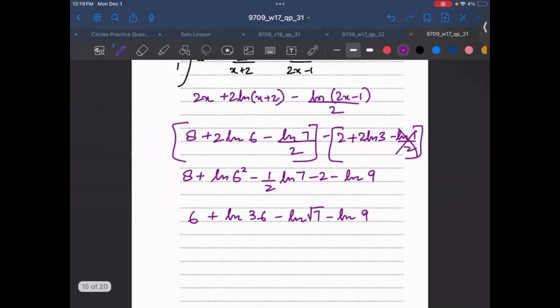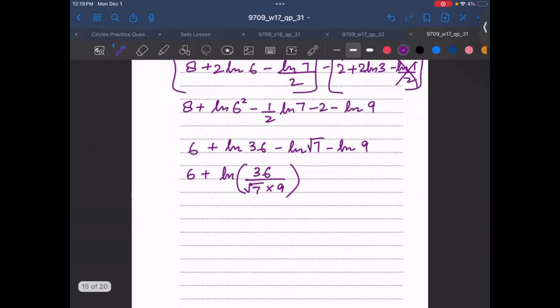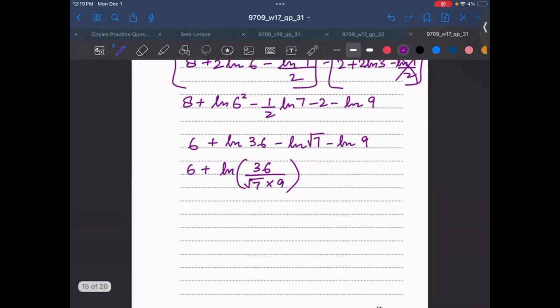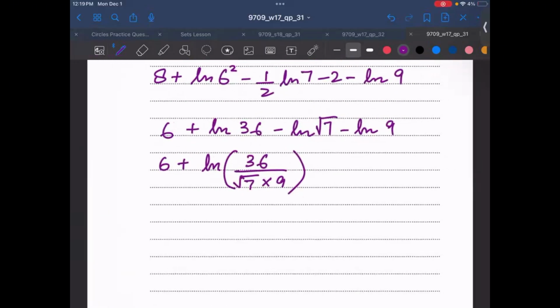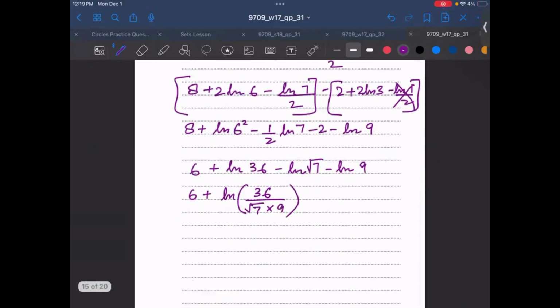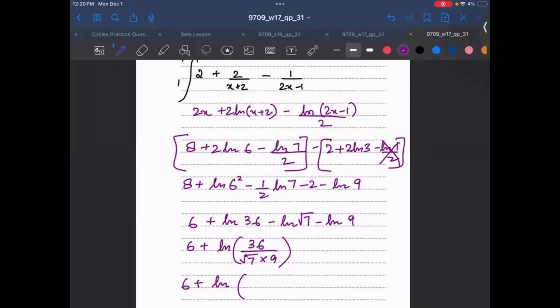Now applying the basic rules of logarithms, we'll get ln of 36 divided by root 7 into 9 in the denominator, as both are negative. So when the terms are negative, we divide them. And then finally, to write it in the form given over there, we can write it as 6 plus ln of, and we can take power 1 upon 2 out. We can write this as, so 36 is square root of 6, and we need 16 upon 7.